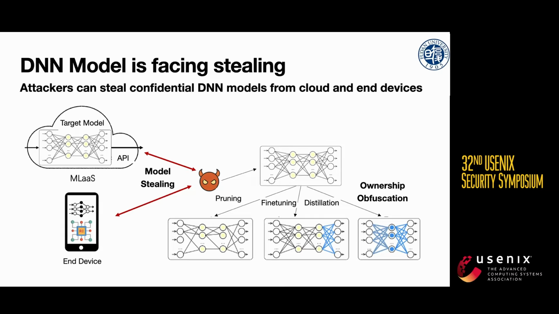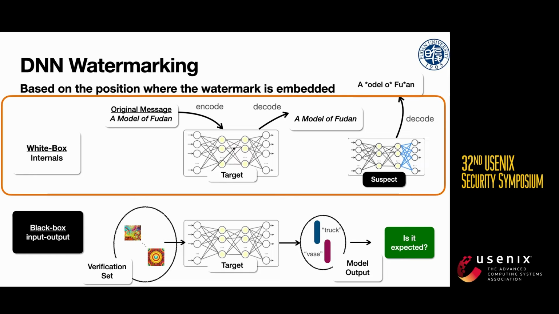In the past decade, the construction of deep learning models is increasingly time-consuming and requires a large number of computational resources and data. This stimulates attackers to steal the well-trained models from the cloud or the end devices. They will also do ownership obfuscation by pruning, fine-tuning, or distillation on the stolen model. To protect and verify the ownership of deep learning models, DNN watermarking arises as a promising solution. Based on the position where the watermark is embedded, existing watermarking schemes are categorized into white box and black box.